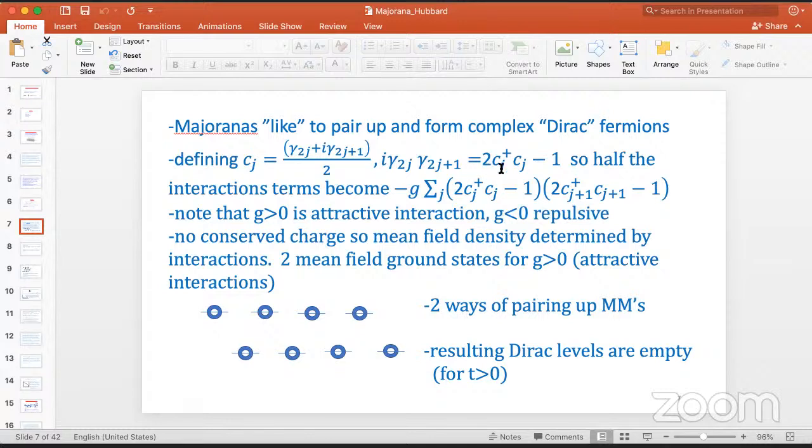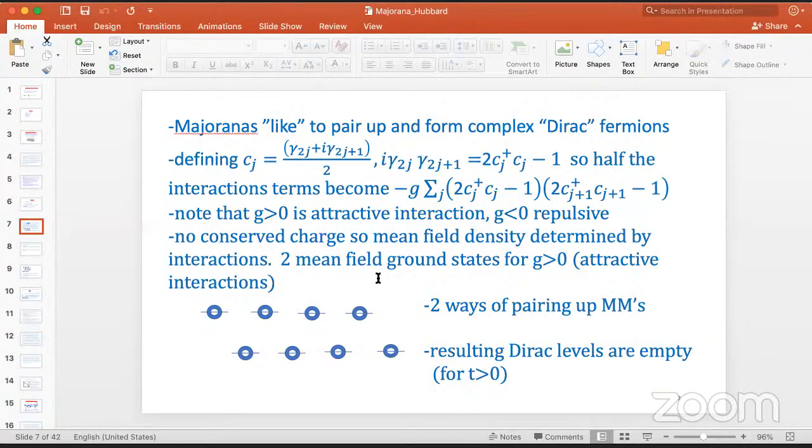So if we look at the interactions, half of the interactions become quite trivial. They become minus g sum over j, twice C dagger j Cj minus 1, twice C dagger j+1 Cj+1 minus 1. The other interactions become very complicated, and I'll show them to you in a minute. Notice that g bigger than 0 is actually attractive, and g less than 0 is repulsive because of this i squared factor. So there's no conserved charge. The mean field density is determined by interactions, and it cannot be controlled.